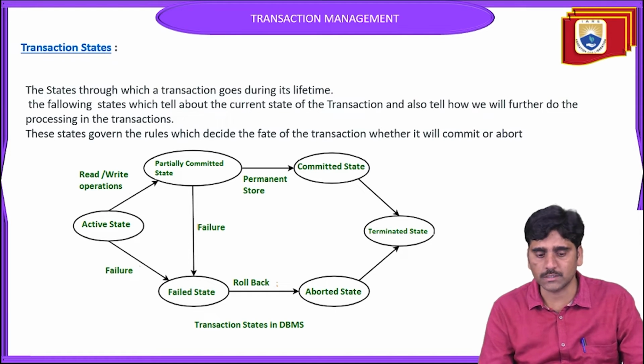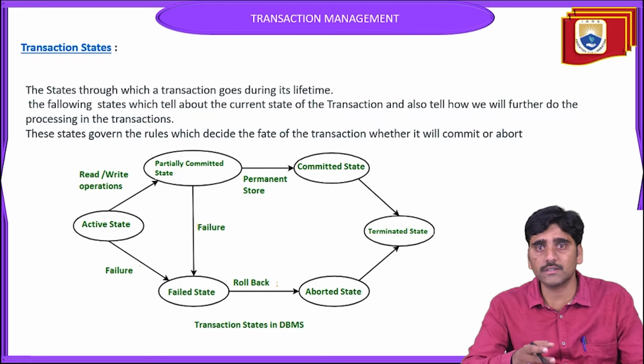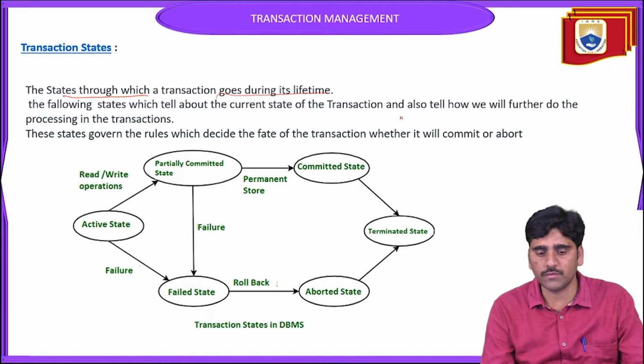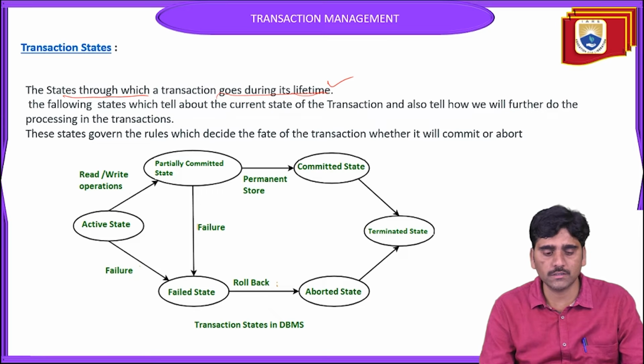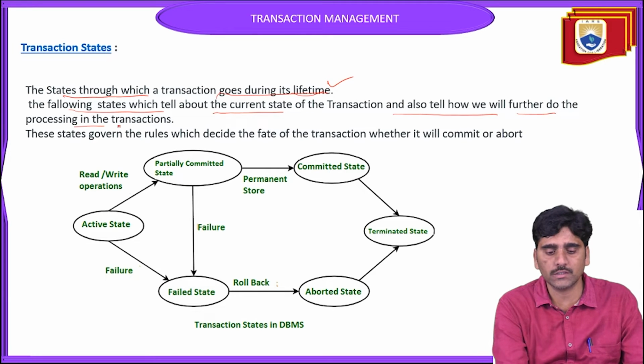So transaction states. States are nothing but the stages that your transaction passes through. The transaction starts from one side and ends at the other side, and during that starting and ending it crosses all the stages or states. The states through which a transaction goes during its lifetime are called the transaction states. These states tell about the current state of the transaction and also how we will further do the processing in the transaction.